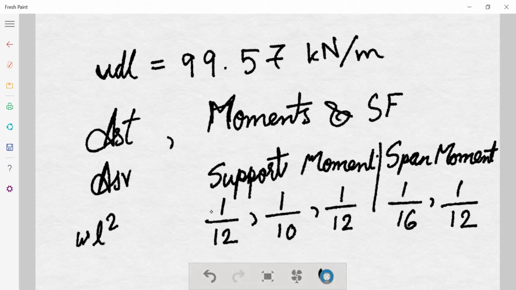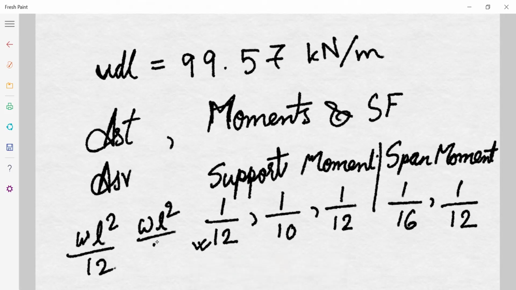Okay, so if I need the support moment at the ends, then it will be WL square by 12, this coefficient. If I need the support moment next to the end, then it becomes WL square by 10. Now you see, let's not go into those type of complications. We know that we always design for the most critical conditions. Okay, we'll just design it for the most critical or severe conditions.